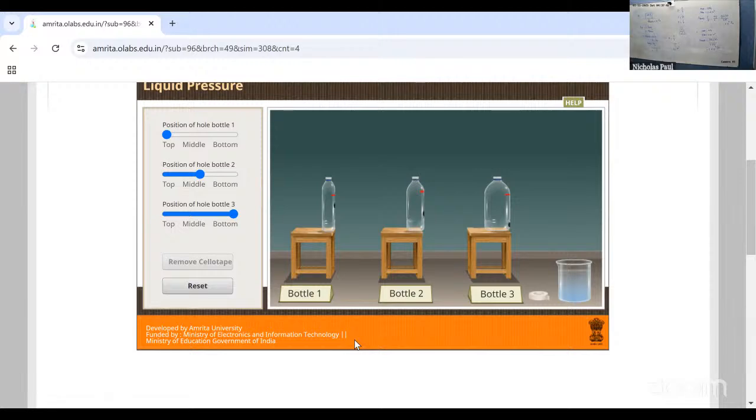Position of pool: top, middle, bottom. I'm putting water in there. We have nothing inside. We want to see how the water will behave as we have three different holes, right?